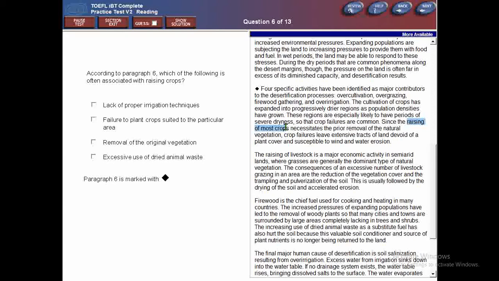Since the raising of most crops necessitates the prior removal of natural vegetation, crop failures leave extensive tracts of land devoid of plant cover and susceptible to wind and water erosion. So from this sentence we may find the answer to these questions. Lack of proper irrigation techniques often associated with raising crops: this is not mentioned here also.